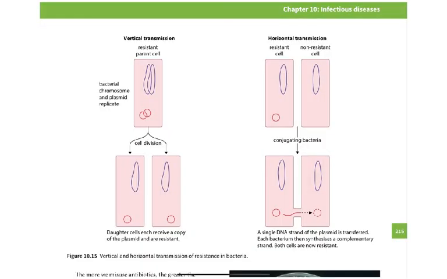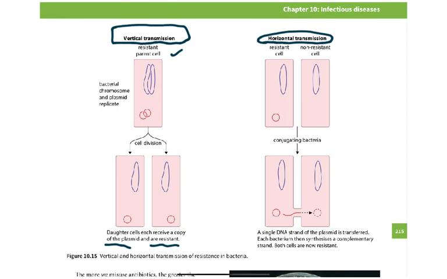Now, just a quick revision of vertical transmission and horizontal transmission. Vertical transmission: this is the resistant parent cell, bacterial chromosome and plasmid replicate. Cell division takes place with normal binary fission. Daughter cells each receive a copy of the plasmid and are resistant. So, resistant parent cell.